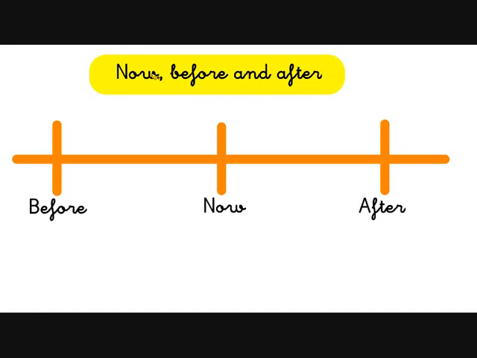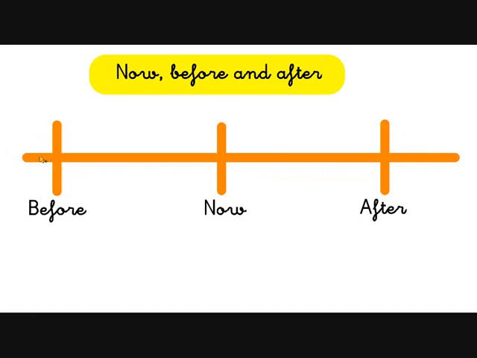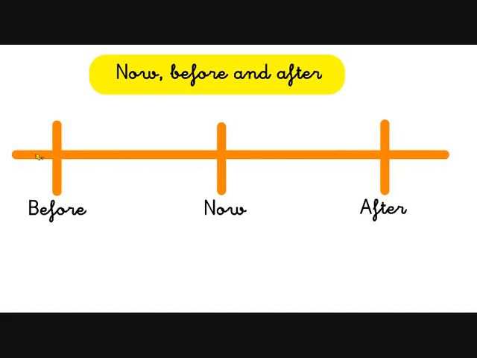Okay, first of all, we need to know three essential words: before, now, and after. What do you see here? This is a line, yes, but not any type of line. No. This line is called a timeline. A timeline is a line where we put things, events, things that happen to us, in order, in chronological order. What does it mean? Oh, what a word! Chronological order.